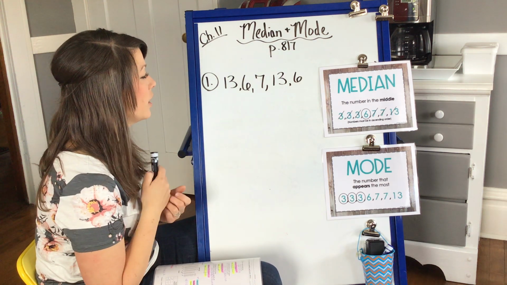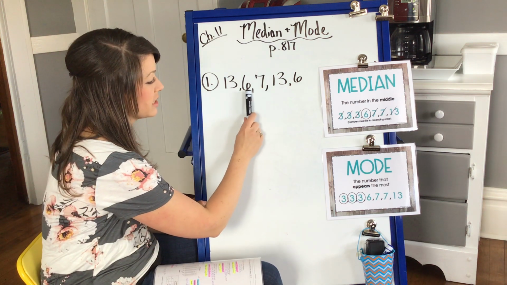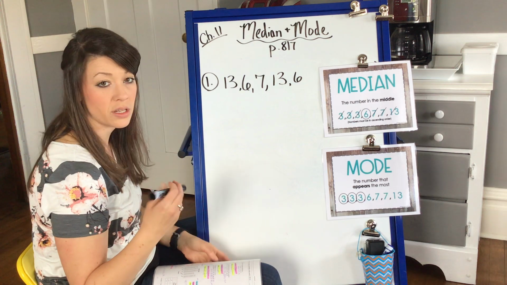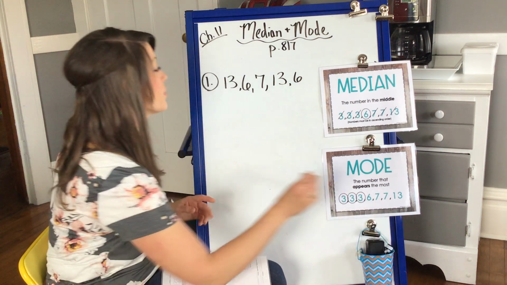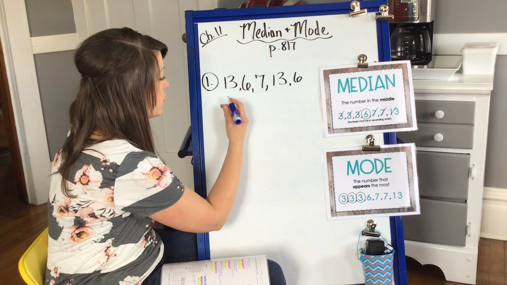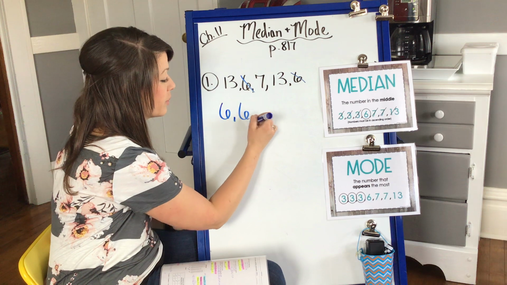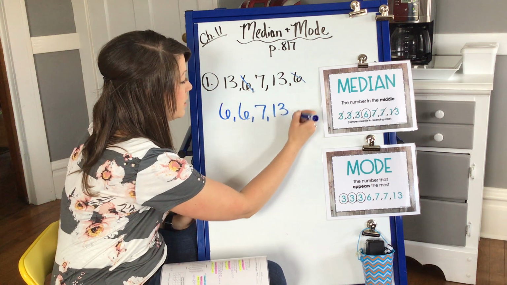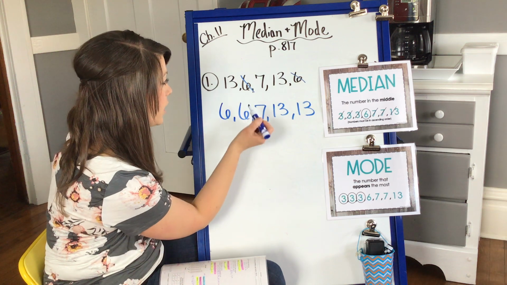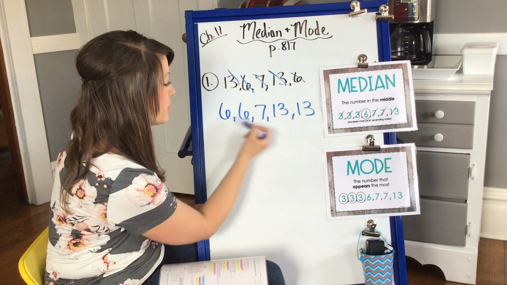All right, so the first one that we're going to be doing is, I'm giving you the set of numbers 13, 6, 7, 13, and 6. These are the number of hours that 5 different students study for a test. So I'm going to take my numbers. The first thing I have to do in all of these is put them in order. So I'm going to do 6, 6, there's 2 of them. I'm going to cross them off as I do them to make sure I get them all. 7, 13, and 13. So I have 5 numbers, I know I'm good.